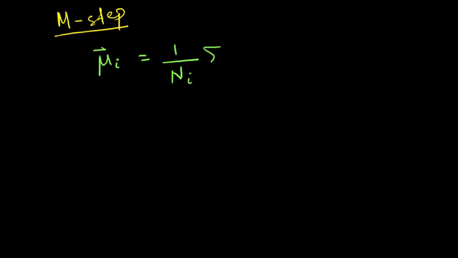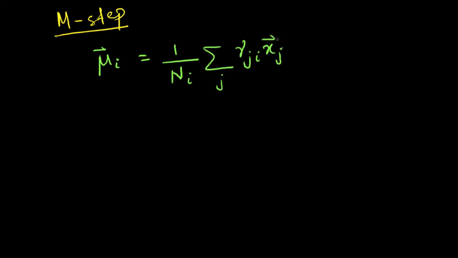So now we have the M step, and to begin with we update the values for mu I's, which is nothing but 1 by ni. I'll tell you what ni is, don't worry. Summation over all j gamma ji times xj.